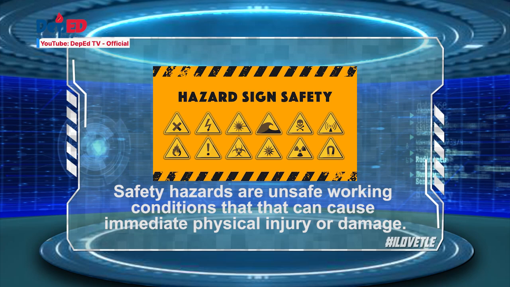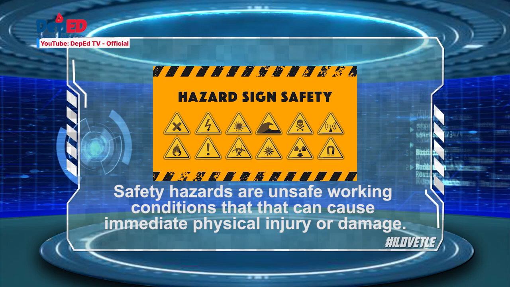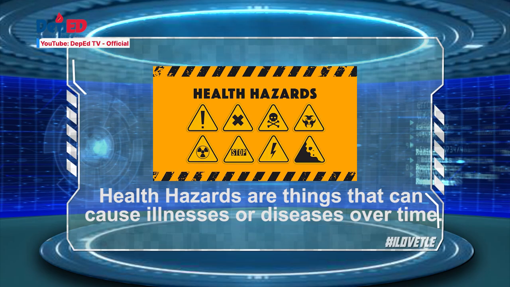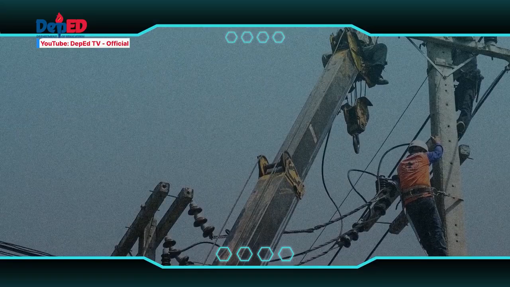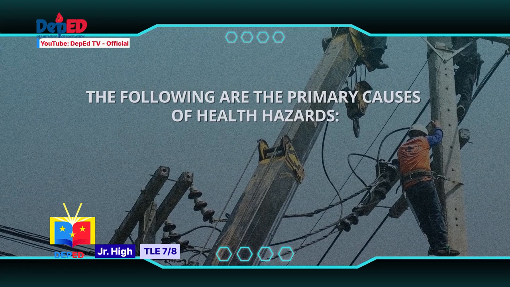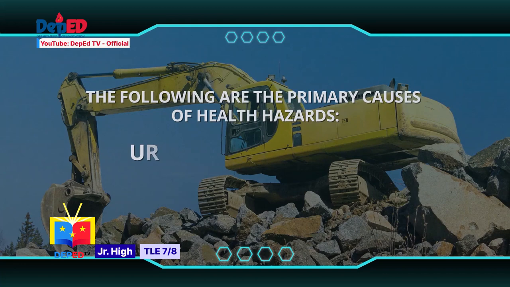3. Safety hazard. A safety hazard is something that can cause immediate physical injury or damage. Health hazards are things that can cause illness or diseases over time. The following are the primary causes of health hazards: inappropriate and defective tools, unguarded machines, and electrical hazards.